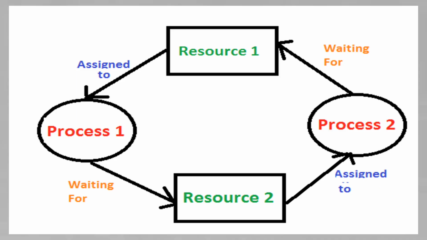Look at the diagram above. This diagram illustrates a deadlock situation where process 1 and process 2 are each holding one resource and waiting for the other to release the second resource, creating a circular dependency that prevents both processes from proceeding.